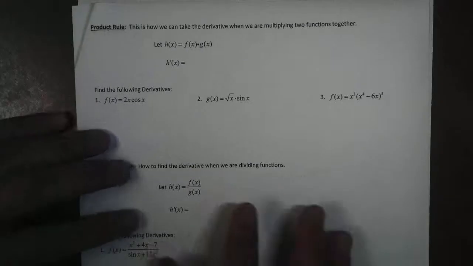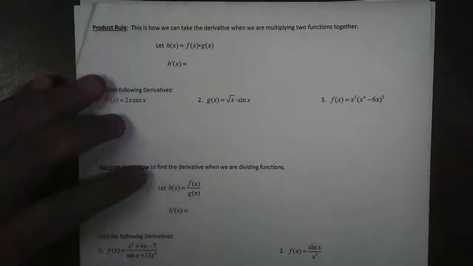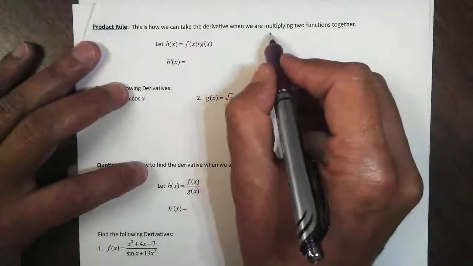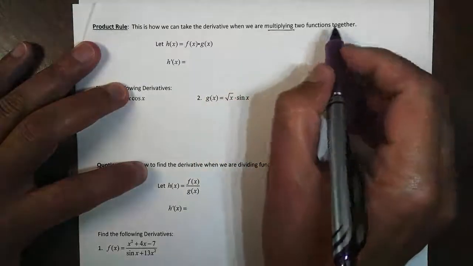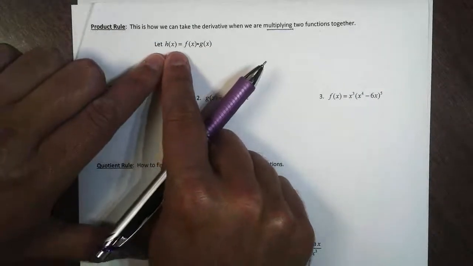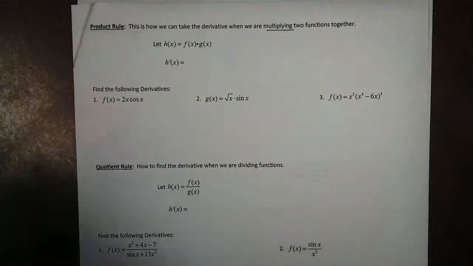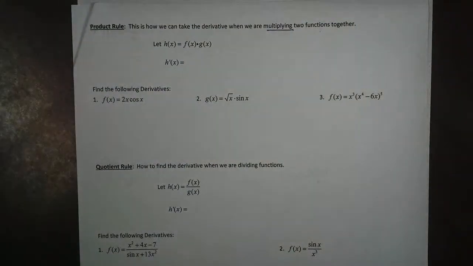Alright, so welcome back. Let's take a look at what we call the product and the quotient rules. This is how we can take the derivative when we are multiplying two functions together. That's called the product rule. So let's say we have a function, h of x, and it is the product of two functions, f of x and g of x.